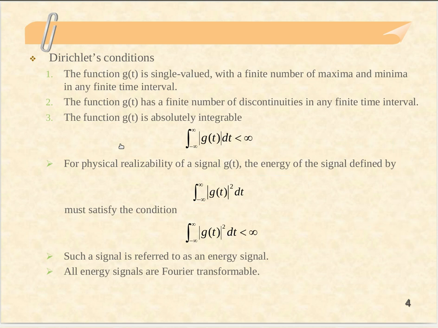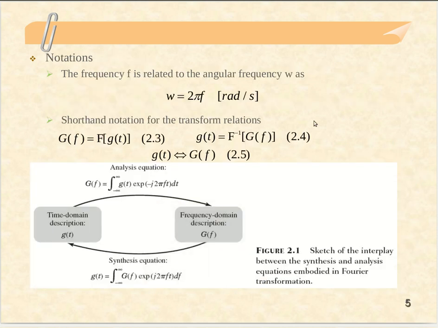Okay, now let's see the notations here. There are some notations I have here. f is the frequency, the normal frequency, but I can also use the angular frequency, which is 2 pi f. Also, there are some short notes for the transformation itself. g of t, I can take to the frequency domain and return back here. This is another sketch for the frequency domain and time domain using the analytic tool of the Fourier transform.